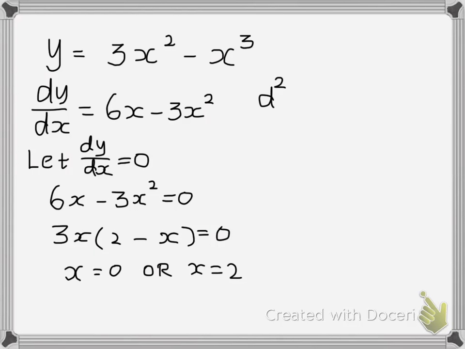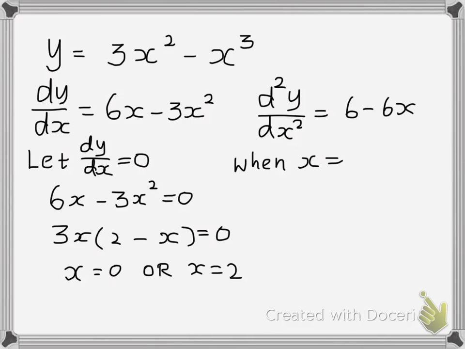Then you need to do the second derivative, d2y dx squared. What does it equal? 6 minus 6x. Then you need to check both points. When x equals 0, the second derivative equals 6. Is 6 greater than 0? Yes. If the second derivative is greater than 0, a minimum occurs here.